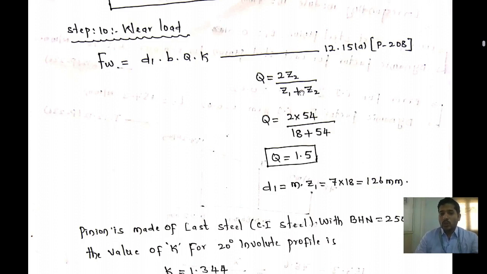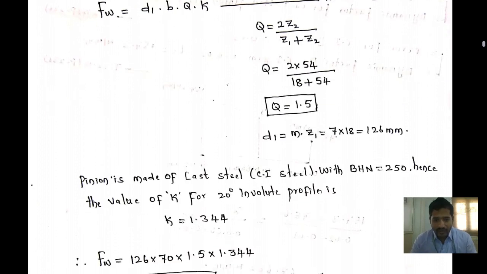So 2 into the number of teeth of the gear, which is 54, and the number of teeth of the pinion is 18. If you divide these values, you will get Q equal to 1.5. After that, we need to find D1, the module diameter of the pinion. D1 is equal to M, nothing but the module, into Z1, the number of teeth of the pinion. M is 7 and Z1 is 18. Multiply 7 into 18 and you get 126 mm.